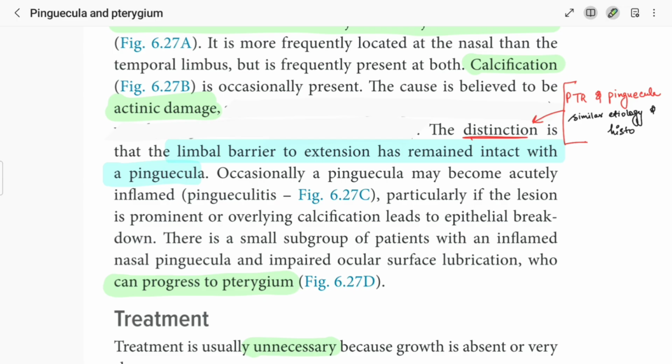Now, sometimes the pinguecula may become acutely inflamed. This we'll call as pingueculitis. And if the lesion is prominent or there's calcification, it may lead to epithelial breakdown. There's a small subgroup of patients with inflamed nasal pinguecula and impaired ocular surface lubrication, and these patients may progress to pterygium. So that means that the limbal barrier to the extension will not remain intact, it will break down and they will progress to pterygium.